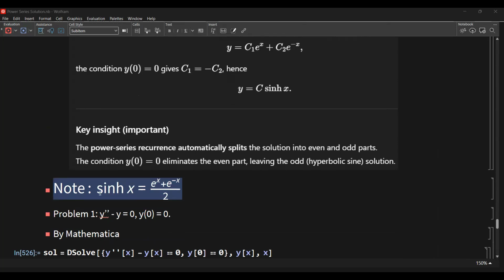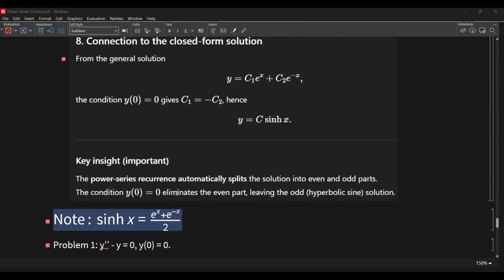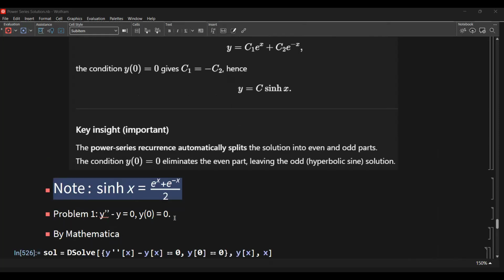So we have to use this note. The hyperbolic sine x equal to e to the x plus e to the negative x over 2 here. So if we use it, that's why the solution here uses the hyperbolic sine of x, because of this equation here, the given equation. Hyperbolic sine x equal to e to the x plus e to the negative x over 2.